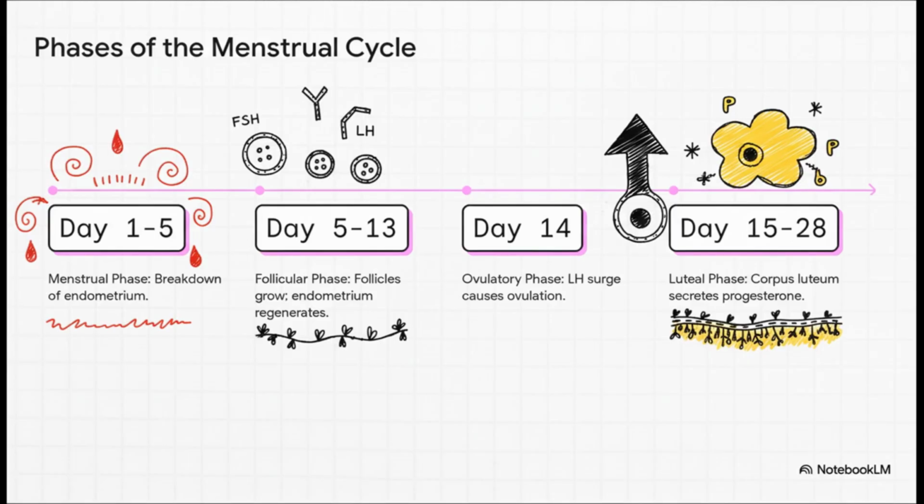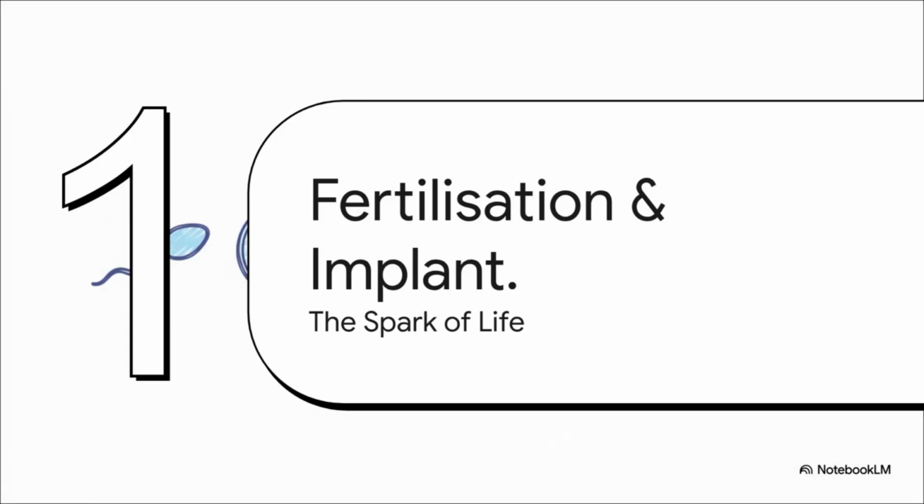Then around day 14, we get to the main event, a massive spike in LH, what we call the LH surge. This surge is the trigger for ovulation, the release of the mature egg. That's the ovulatory phase. And finally, we enter the luteal phase. The follicle that was left behind transforms into something called the corpus luteum. It's like a temporary little gland that produces a ton of progesterone, which makes the uterus even more ready for a potential pregnancy.